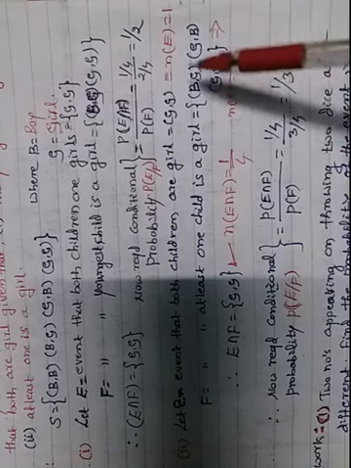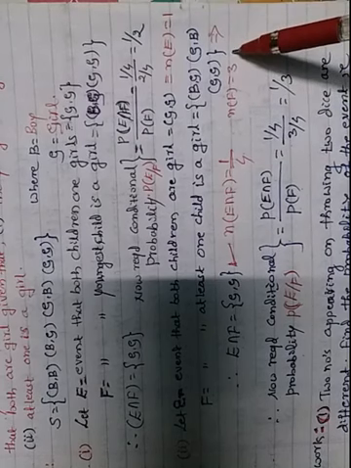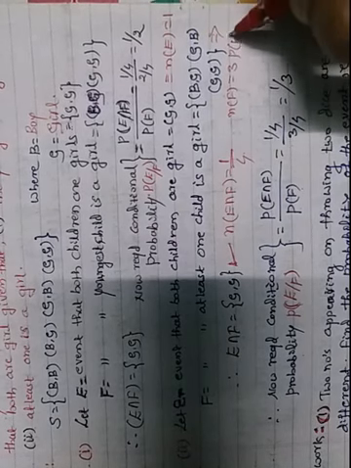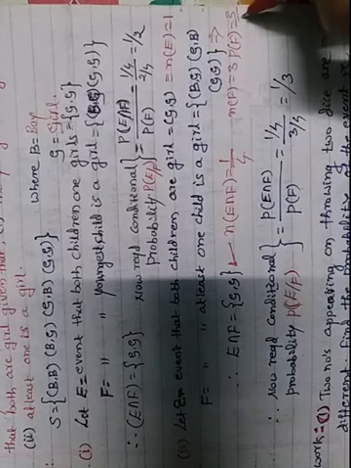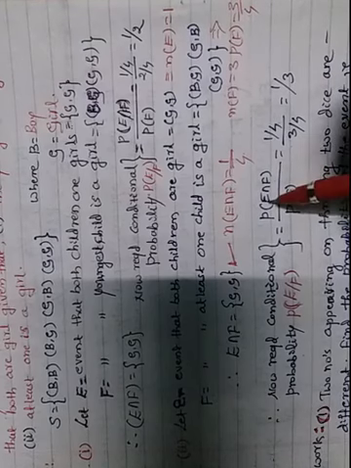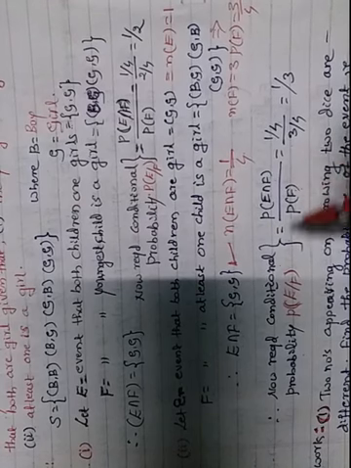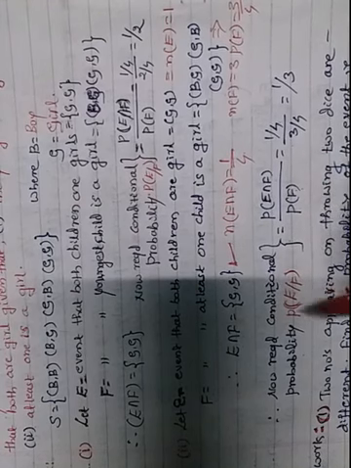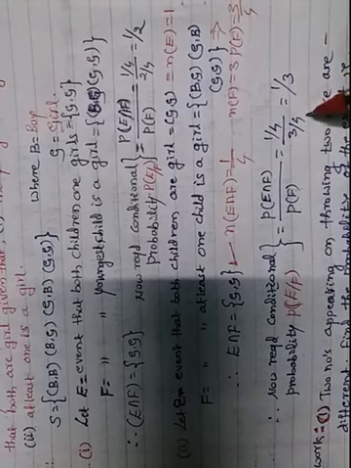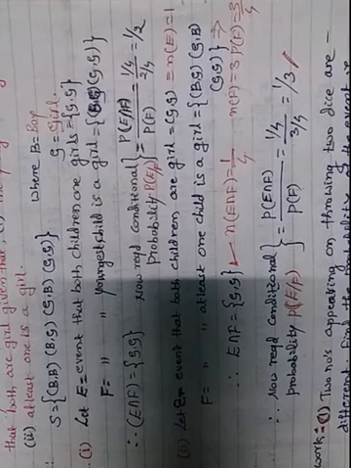Divided by n of F. Here n of F is 3, so we have to find the probability of F, which gives 3 divided by 4. So P of E intersection F divided by P of F is the conditional probability of P of E by F. 1 by 4 divided by 3 by 4 is equal to 1 by 3. This is the final answer.